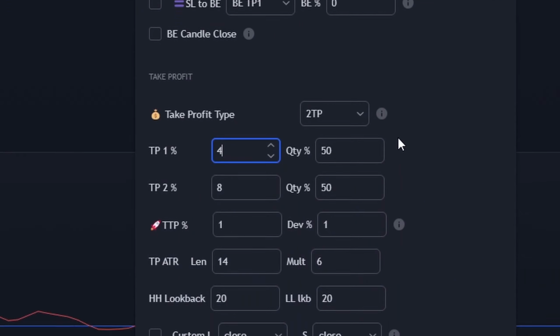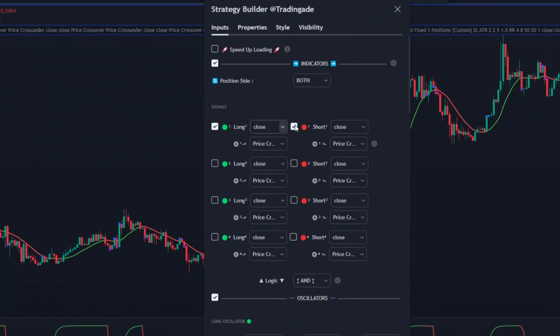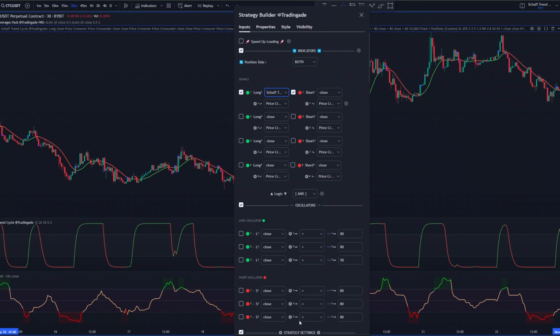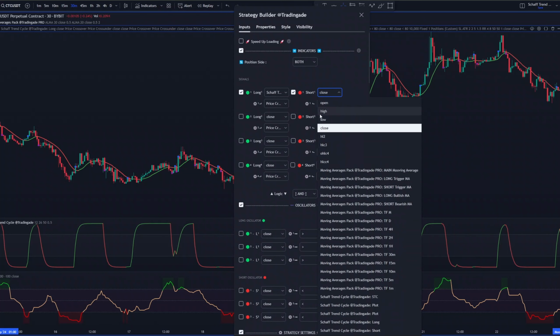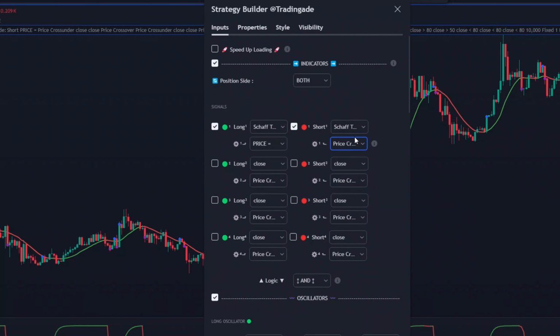Let's start by configuring our main entry signals. Here we just need to turn on one signal for long and one signal for short, and we're gonna set the sharp trend cycle long signal. Whereas for short signal, we're gonna set sharp trend cycle short signal. Here in the signal settings, we're gonna just set price equal.